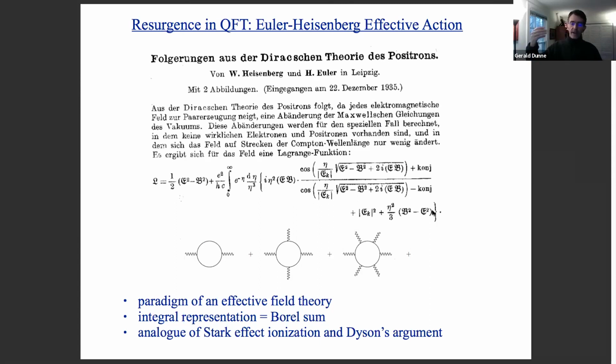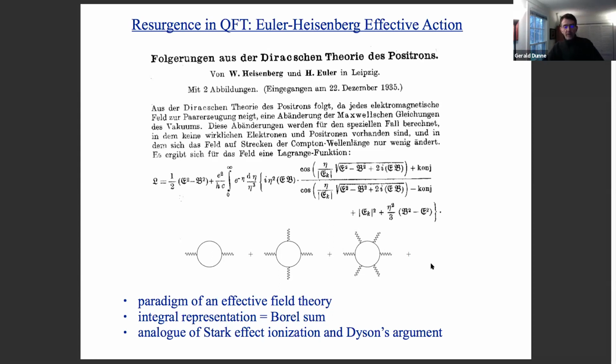Now I stress that this is a paradigm of effective field theory. This is where you're taking the heavy fields, the electrons and positrons, and you're integrating out at the mass scale set by them. What's left is the effective field theory description of the light fields, which are the photons, after you've integrated out the fermions. And the exact integral representation is exactly the Borel sum of what you get if you did this perturbative calculation.